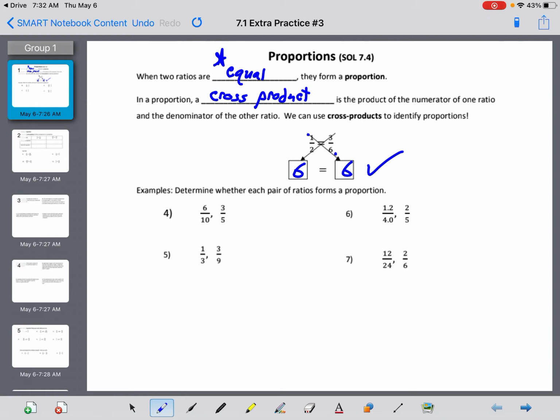So determine whether each pair of ratios forms a proportion. Well, 6 times 5 is 30, and then on the other diagonal you have 3 times 10, which is also 30. So yes, that is a proportion. Okay, so why don't you continue to try these and move on to the next section when you're ready.